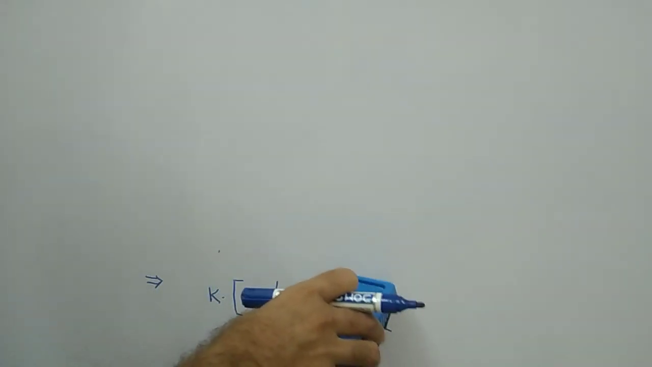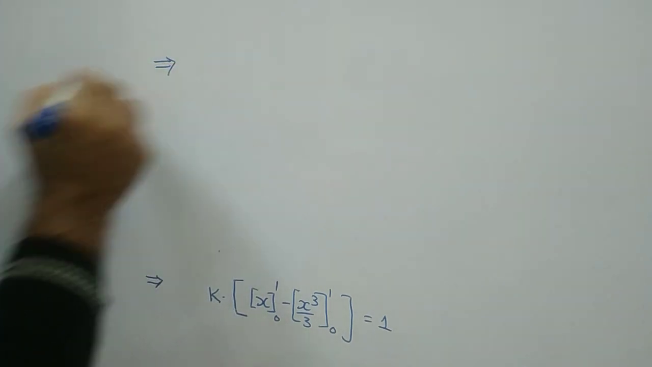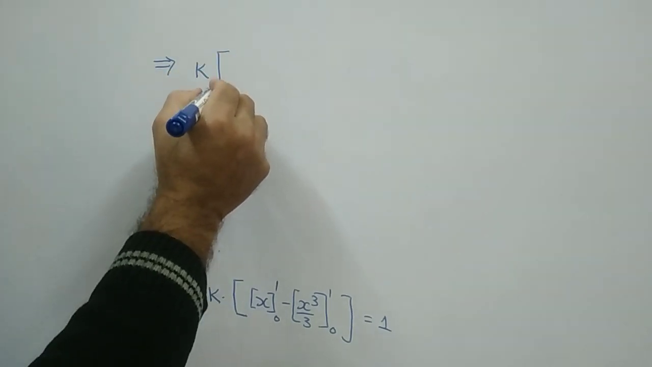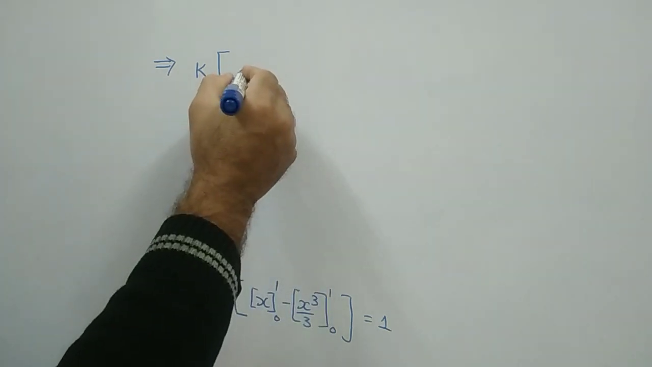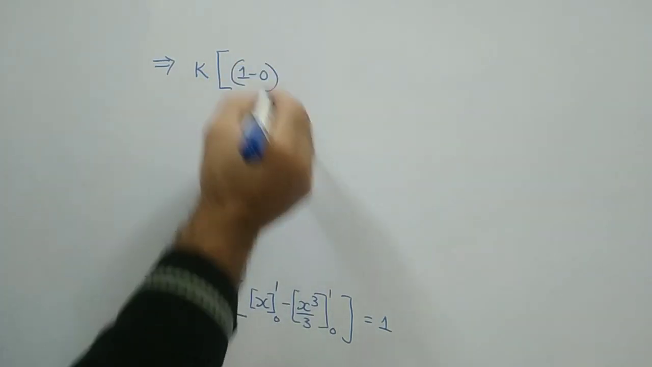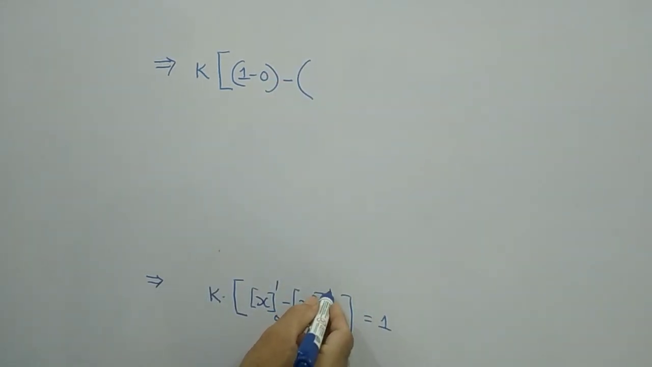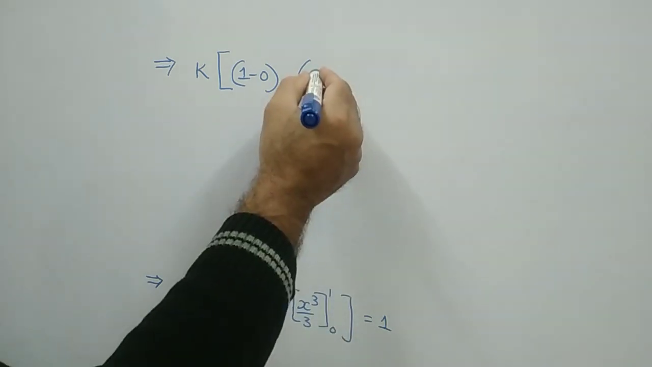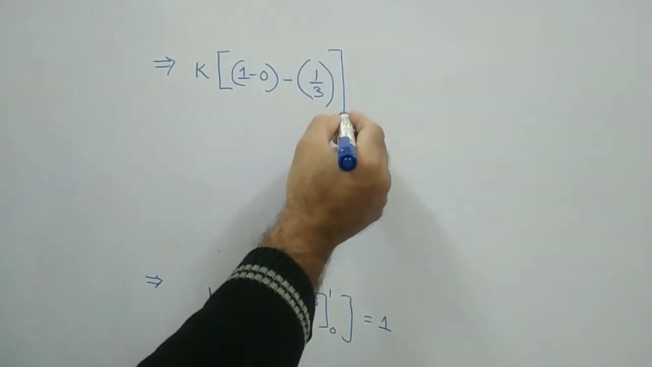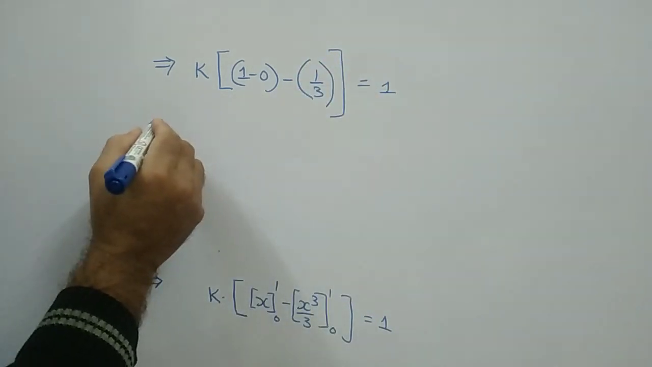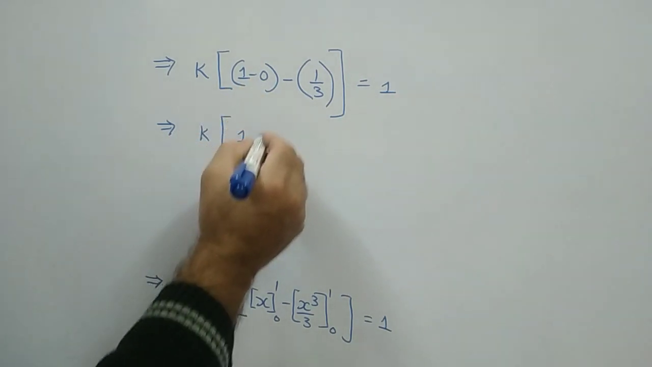So the next step will be like this. This implies k into [x], substitute the upper limit: 1 minus 0, therefore it is 1 minus 0. Clear? Minus, so in x cube substitute 1, so it is 1 cube by 3, it is 1 by 3, minus 0, however it is 0. This is equal to 1.